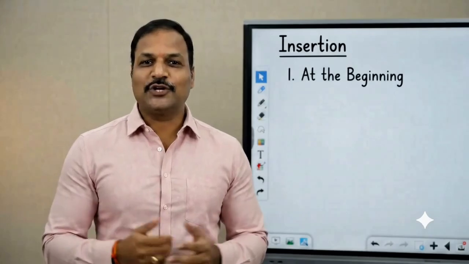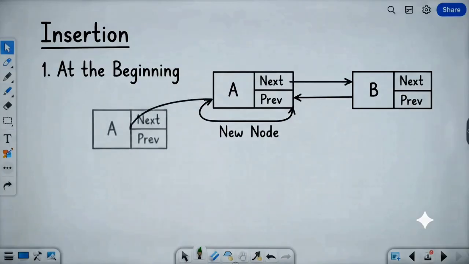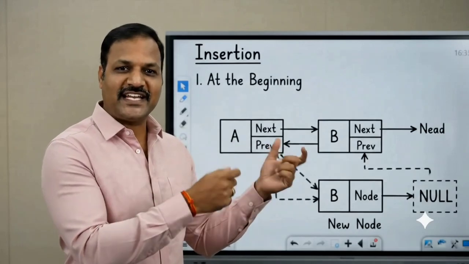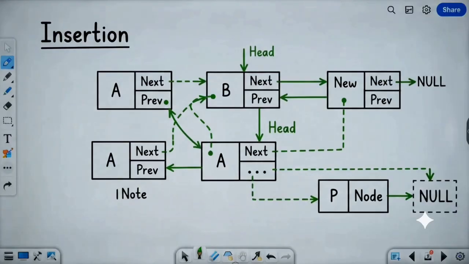Let's look at insertion. We can easily add a node at the beginning. We just update the previous and next pointers. And the list is updated.